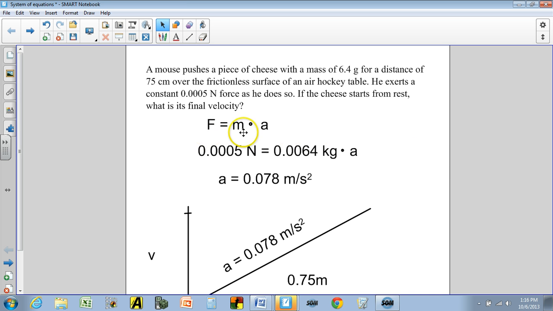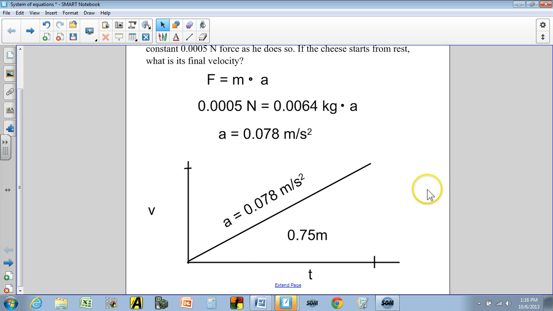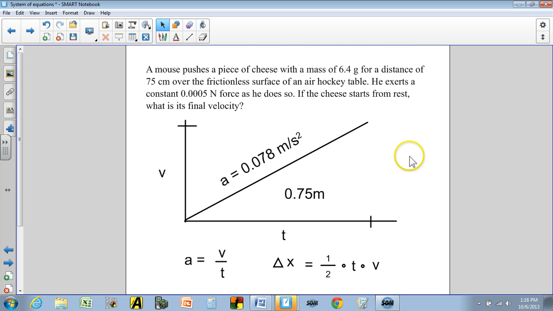Well, from force equals mass times acceleration, we can figure out that the acceleration is 0.078 meters per second squared, which we're going to plug into a velocity time graph as the slope of our line. We also know that the distance traveled, or the displacement, is 0.75 meters. What we don't have is either the velocity, the rise, or the run. So how do we proceed? Well, we're going to use a system of equations.